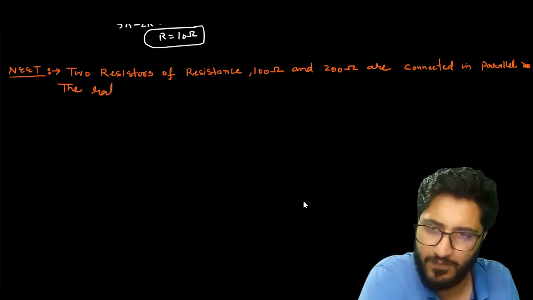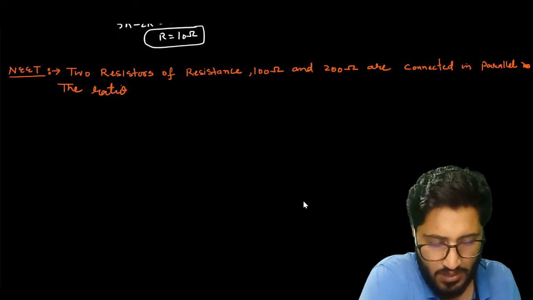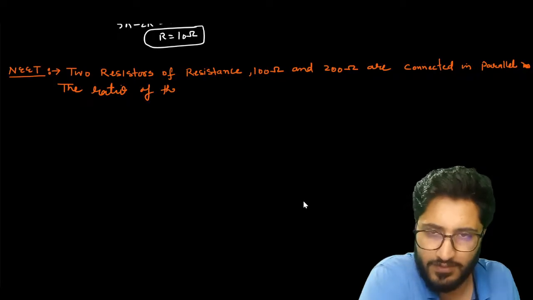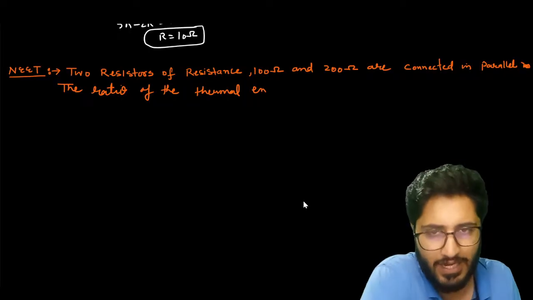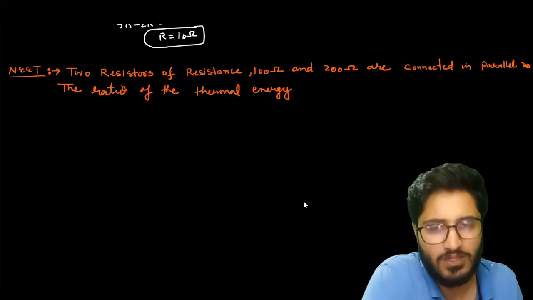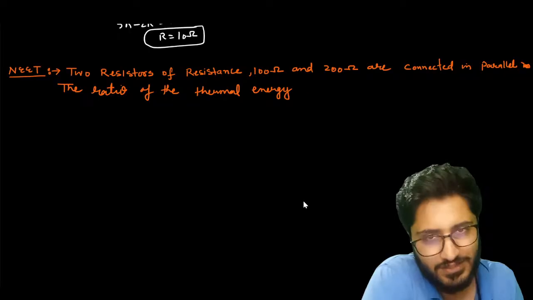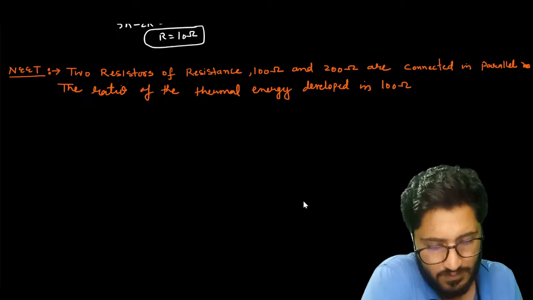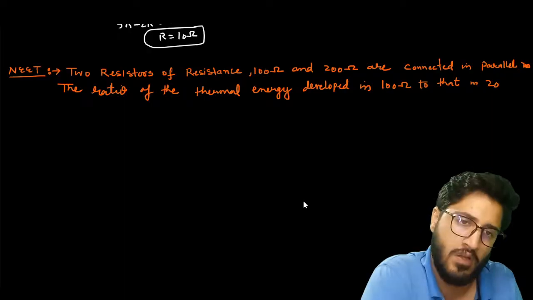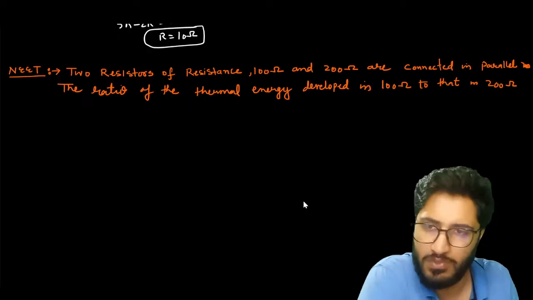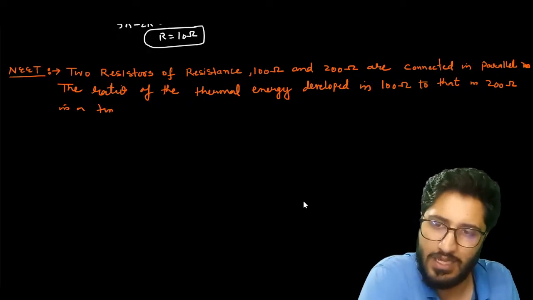The ratio of the thermal energy developed in 100 ohm to that in 200 ohm in a time t is.